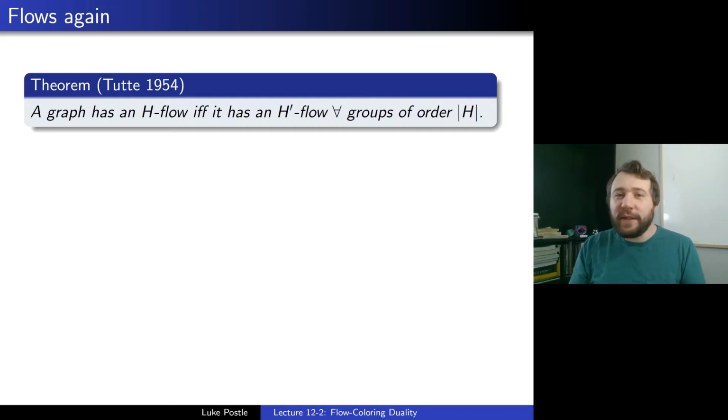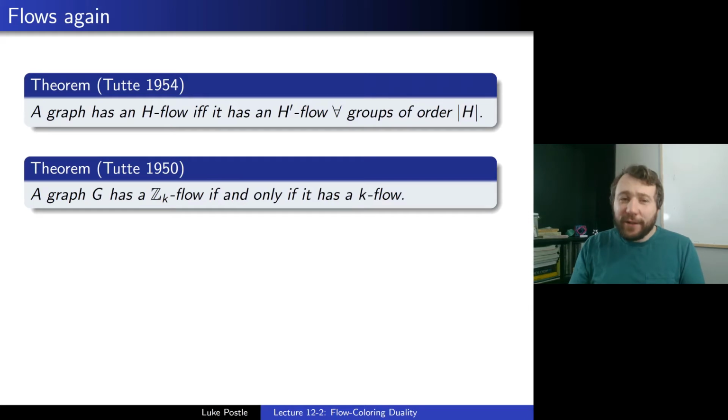So we'll be talking about flows. To remind you again of some important theorems from last lecture: Tutte in 1954 had shown that a graph has an H-flow, that's a group flow for the group H, if and only if it has an H-prime flow for all groups of order H. So if you have one for any group of that order, you have one for all of them. So that showed that for groups, it only depends on the order of the group and not on the structure of the group itself. Again, for finite abelian groups.